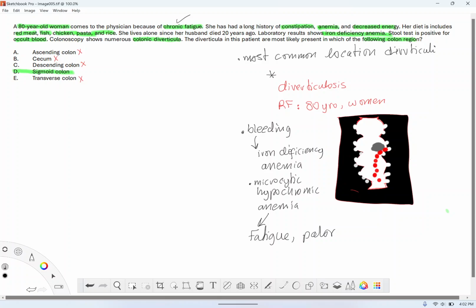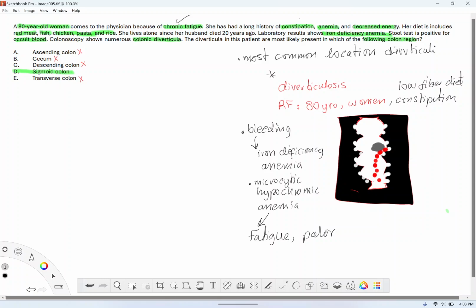The constipation, because constipation is a huge risk factor. Okay, constipation is a huge risk factor for diverticulosis. In addition to that, of course, what else? Low fiber diet. Okay, so this person is primarily eating red meat, fish, chicken, pasta, no fruit, no vegetables. Low fiber diet is a huge risk factor. Red meat is a huge risk factor. Constipation is a huge risk factor. Age is a huge risk factor. Women are a huge risk factor. Okay, so look for those things.